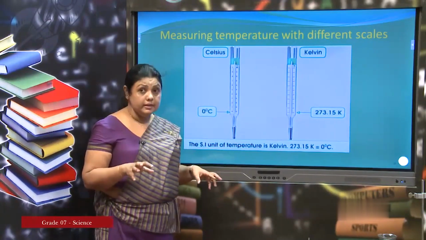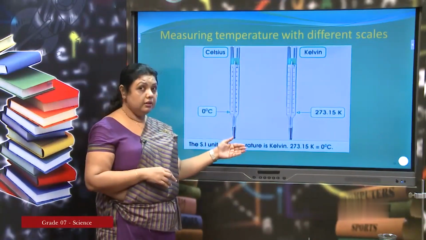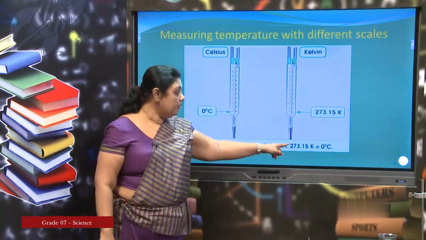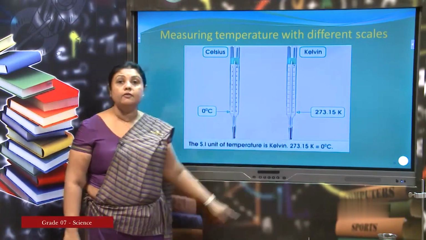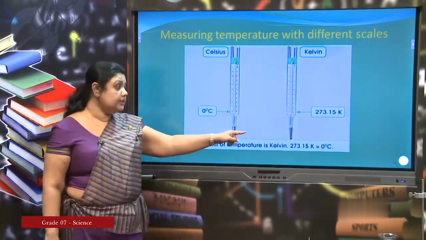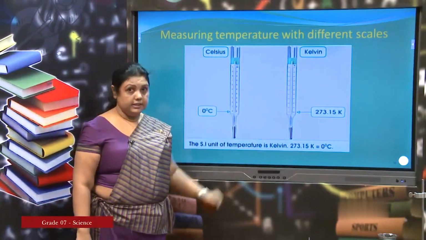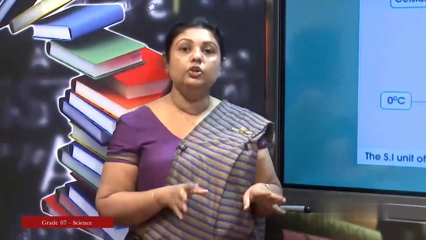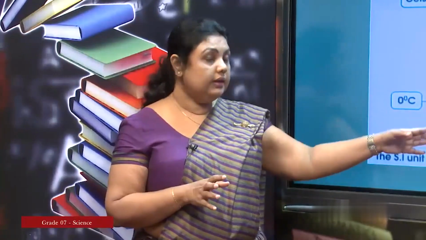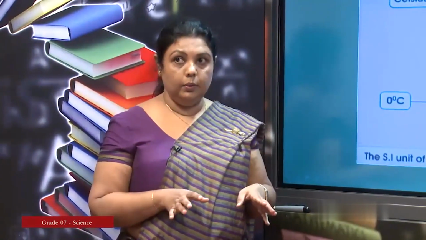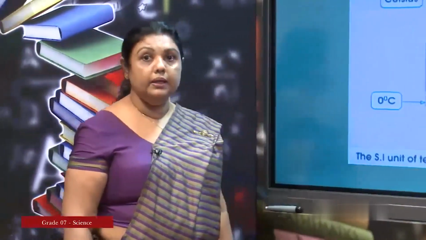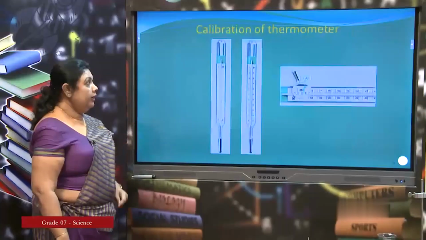So, everything has a standard unit. For temperature, the standard unit is Kelvin, which is 273.15 Kelvin when it is 0 degrees Celsius. So, if you are asked what is the standard unit for temperature, definitely Kelvin. Kelvin should be written with a capital K, capital K, right.